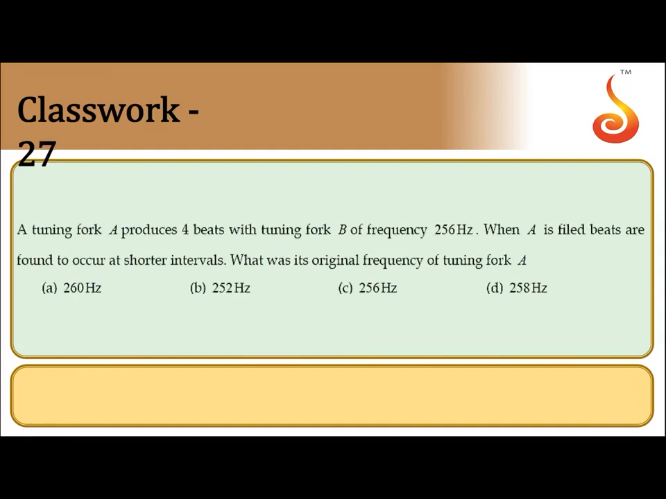Yes, we shall move on to next one. A tuning fork A produces 4 beats with tuning fork B of frequency 256 Hz. When A is filed, beats are found to occur at shorter intervals. What was its original frequency of tuning fork A? Options are 260, 252, 256, 258.